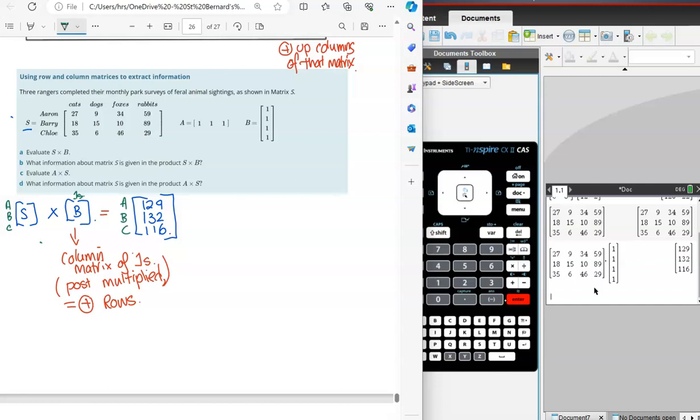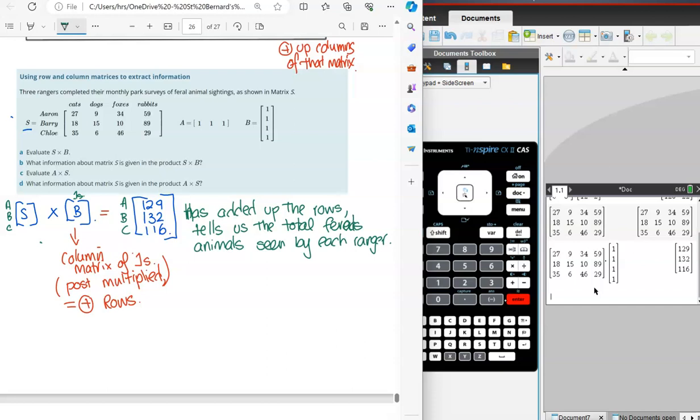It says, what information about matrix S is given in the product? The information is that it has added up the rows, and it's telling us the total number of feral animals that each of the rangers sighted. Would you agree? If I add up along the rows, that tells me the total number of animals. So it has added up the rows and tells us the total feral animals seen by each ranger.